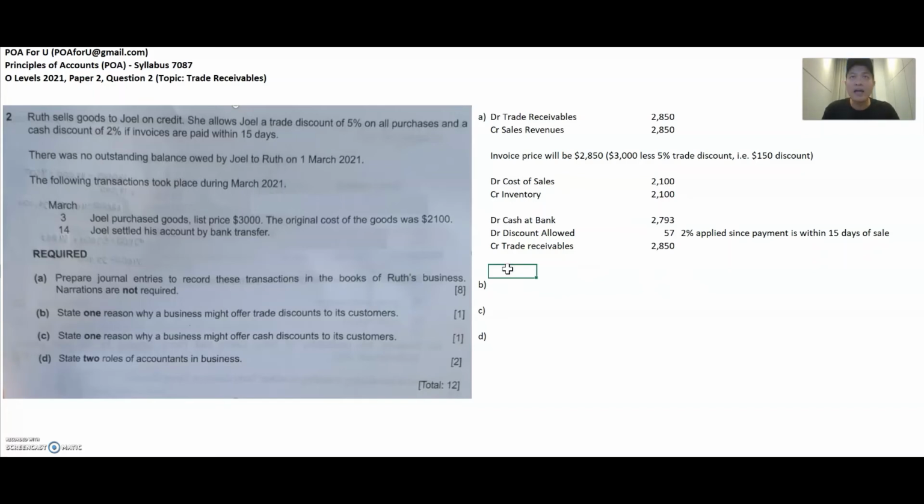Okay, so that's part A. Now let's look at part B. Part B is asking one reason why a business might offer trade discount to customers. And mostly trade discount is given to customers to encourage them to buy more, right?